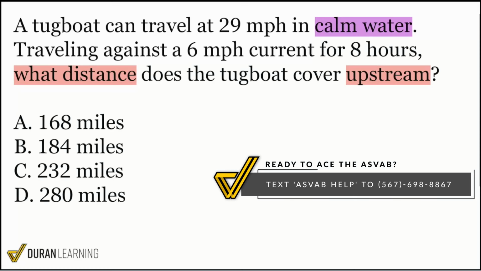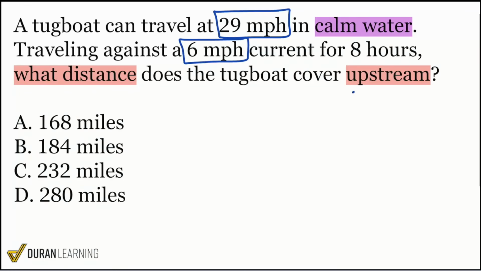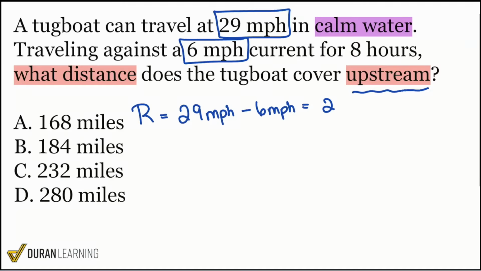Absolutely. So this 29 mile per hour speed, we are going to subtract the 6 mile per hour current because, again, we're going upstream. So my rate is going to be equal to 29 miles per hour minus 6 miles per hour, which is going to be 23 miles per hour. So now that we have that, everybody, now that we have 23 miles per hour, we are going to multiply that by time. And that's going to be given to us right over here in case we forgot it or overlooked it. That's going to be 8 hours.